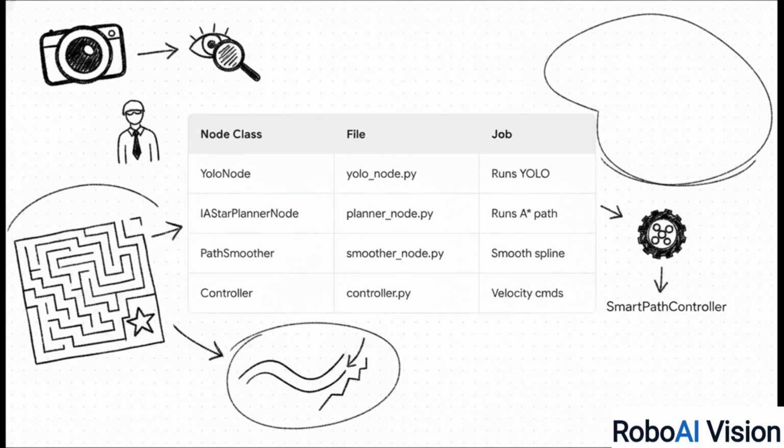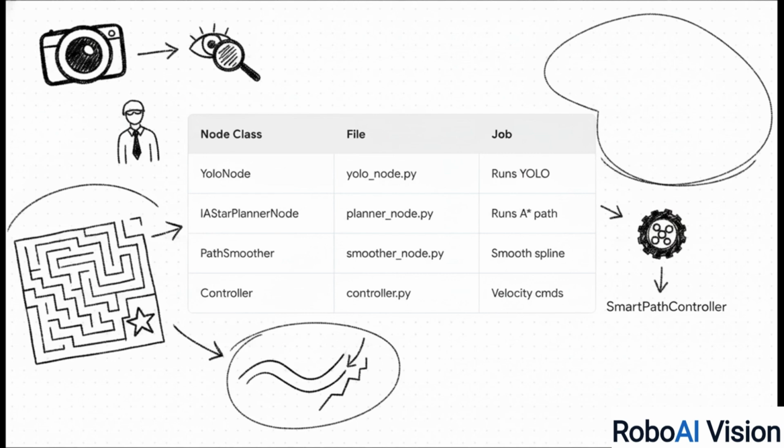To put that into perspective, in our custom surveillance robot, we absolutely do not have one massive monolithic block of code running everything. Instead, we have 4 distinct Python nodes. You have the YOLO node that watches the camera to detect suspicious activity. You have an A-star planner node that strictly calculates the route, a path smoother node that turns that jagged route into a clean curve, and a smart path controller that steers the wheels. They are completely independent, meaning if you want to swap out your smoothing algorithm a year from now, you literally only have to change one file.